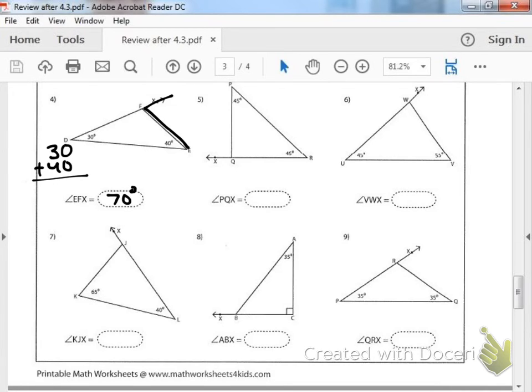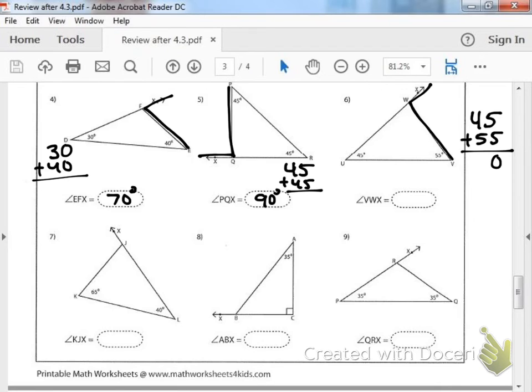All right, next one we're looking for PQX. Again, it's the exterior angle. 45 plus 45 is, in fact, 90, correct? VWX. How about 100? Double check your math. If we go old school, 5 plus 5 is 10, carry the 1. 1 and 4 is 5, and 5 and 5 is 10, which gives us 100. So just check your addition, not a big deal.